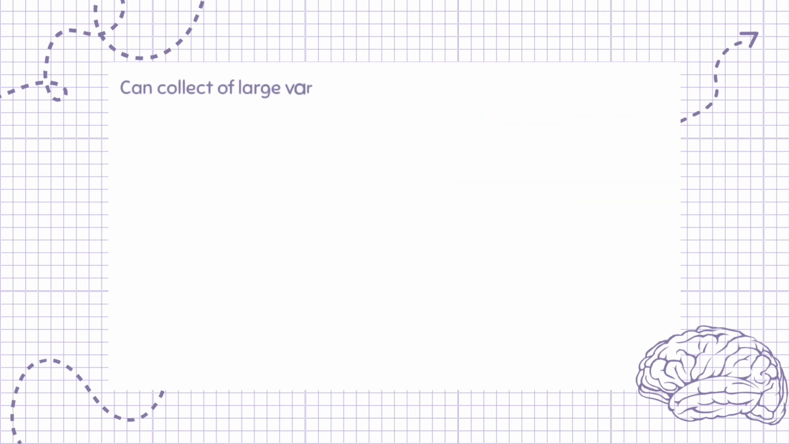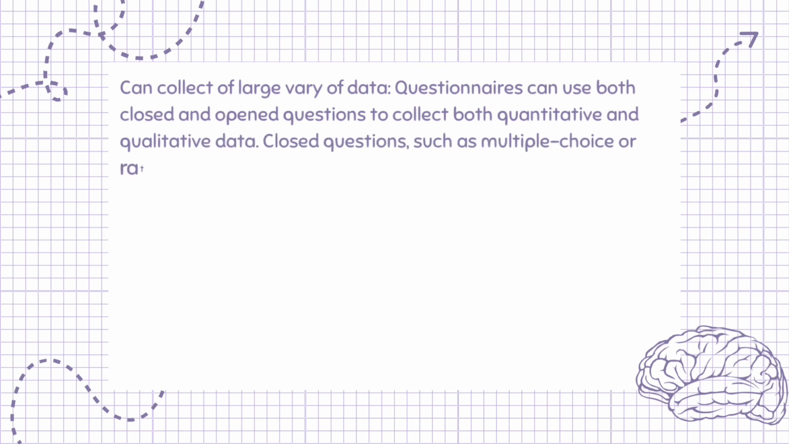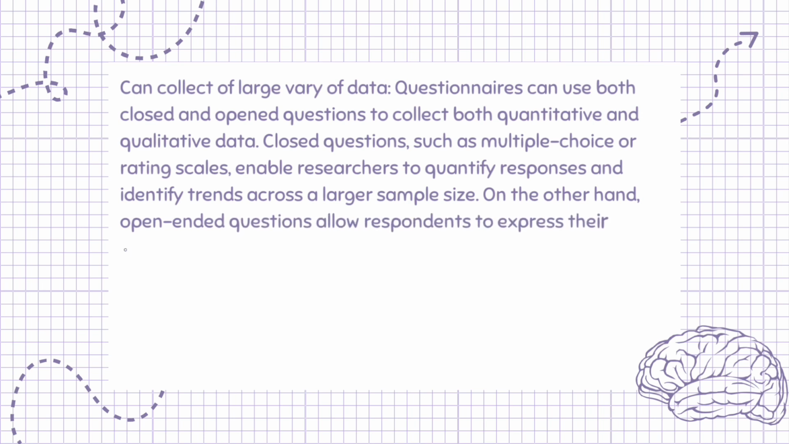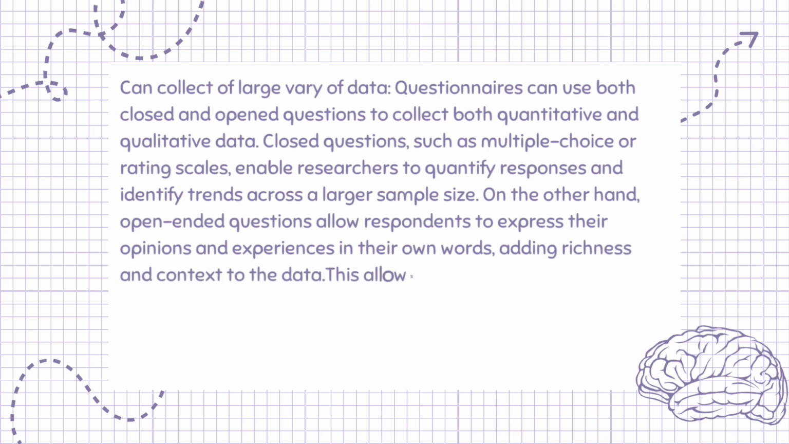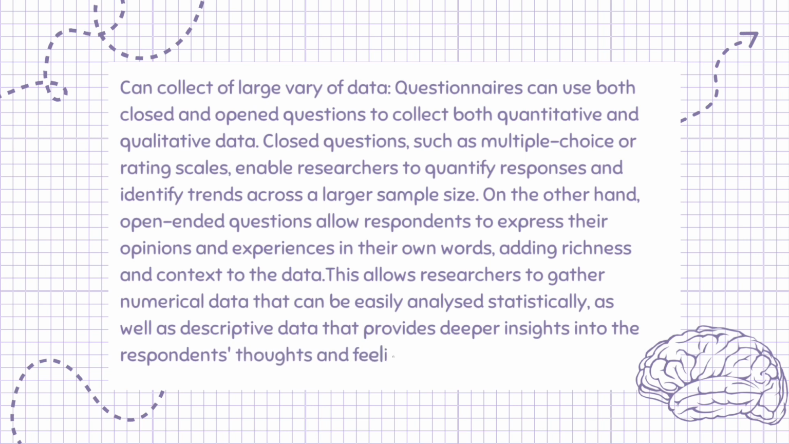Can collect a large variety of data. Questionnaires can use both closed and open questions to collect both quantitative and qualitative data. Closed questions, such as multiple choice or rating scales, enable researchers to quantify responses and identify trends across a larger sample size. On the other hand, open-ended questions allow respondents to express their opinions and experiences in their own words, adding richness and context to the data. This allows researchers to gather numerical data that can be easily analyzed statistically, as well as descriptive data that provides deeper insights into the respondents' thoughts and feelings.